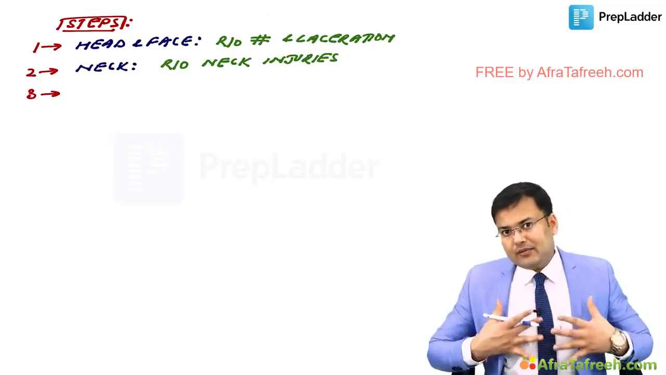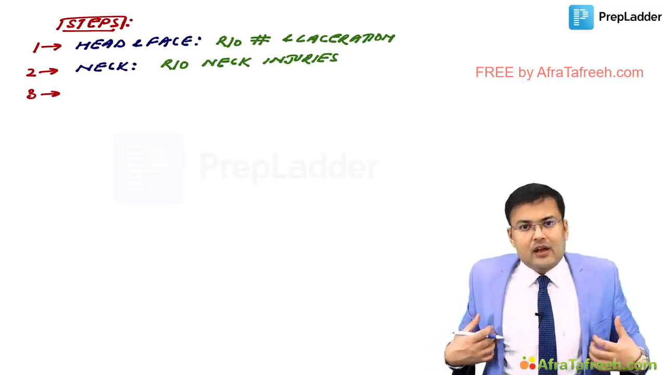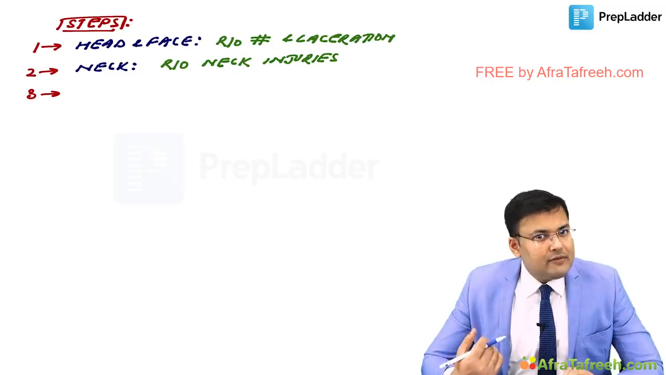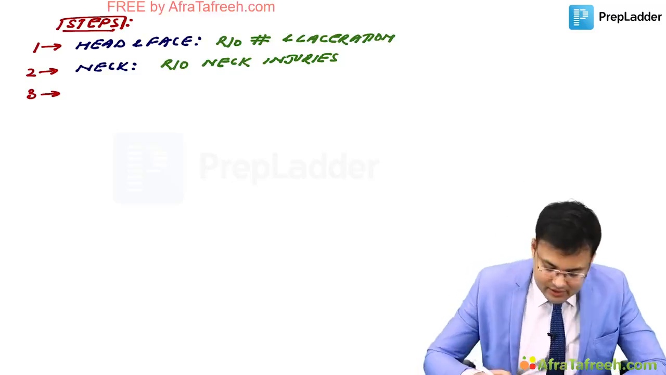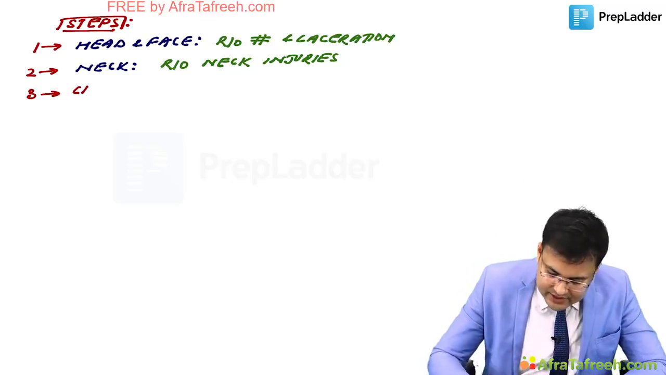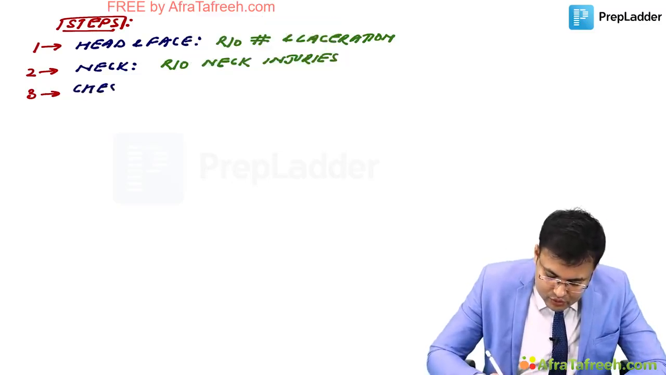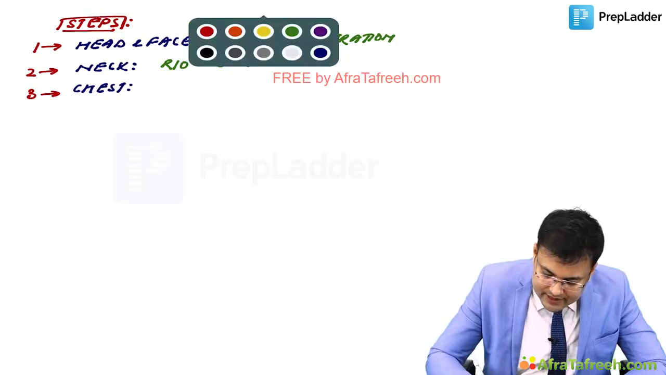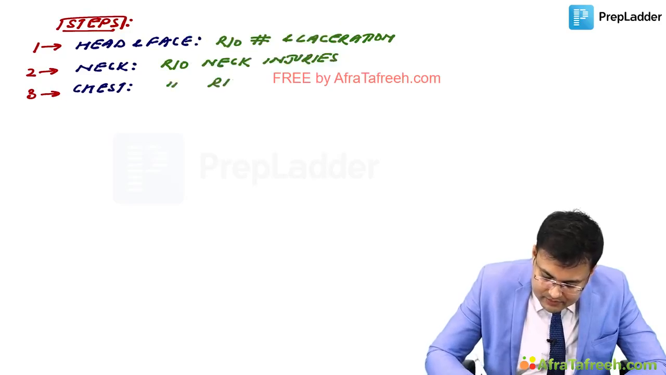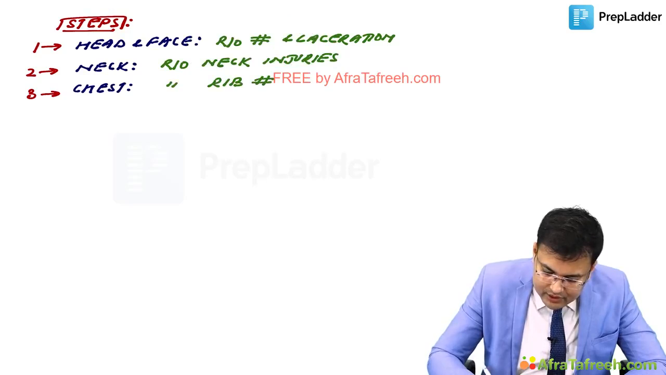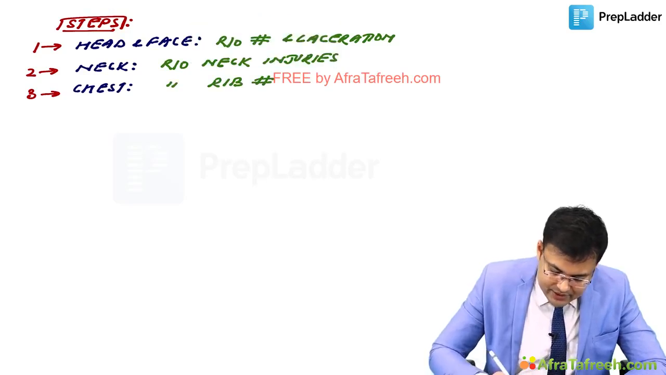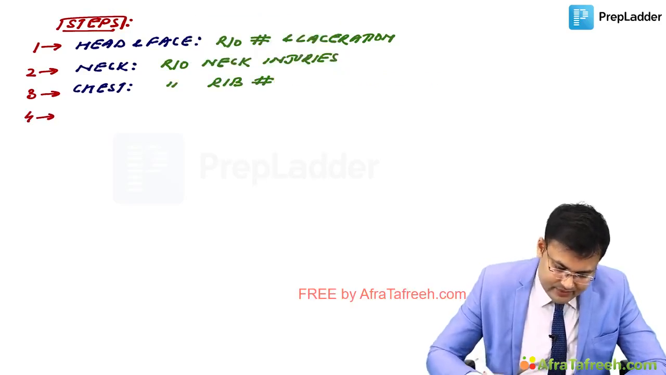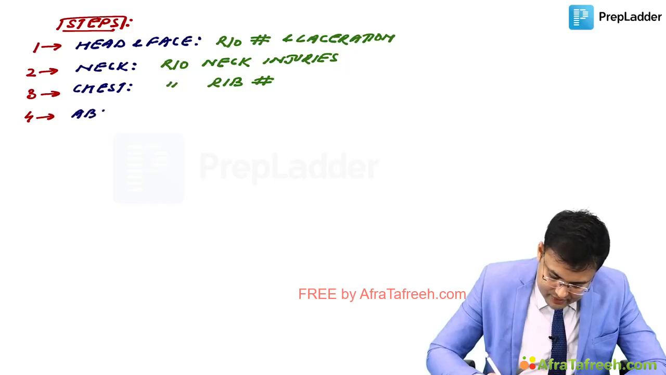Okay. After that, step 3. In step 3, we are supposed to examine the chest. What do we want to rule out here? Here we want to rule out rib fracture. So examination of chest to rule out rib fracture. Okay. The 4th step is examination of abdomen. This is very, very important, frequently asked.